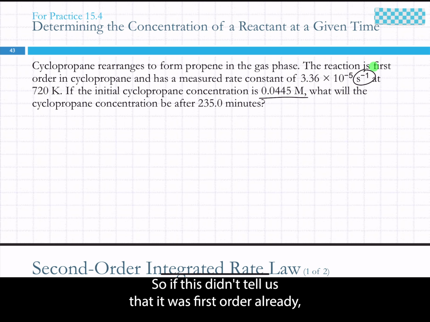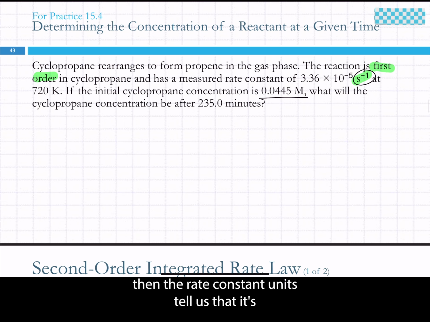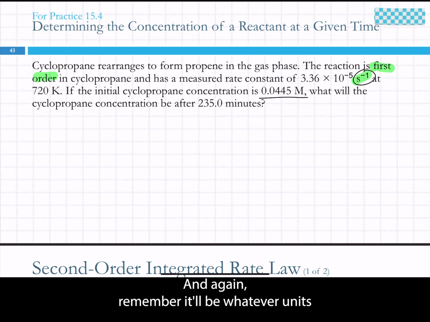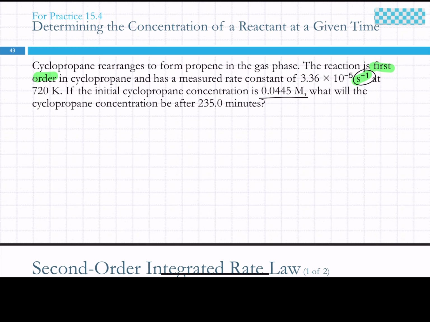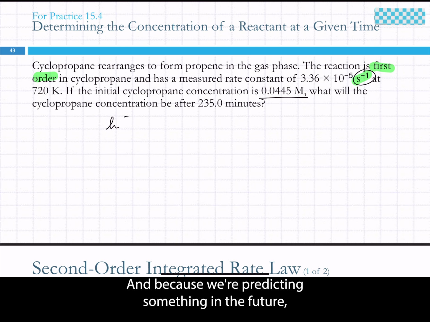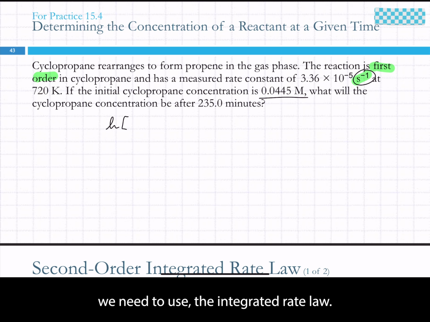So if this didn't tell us that it was first order already, then the rate constant units tell us that it's first order. And again, remember, it'll be whatever units it needs to be to make the overall rate molar per second. And because we're predicting something in the future, we need to use the integrated rate law. I'm going to give these letters. We're going to call this C. Actually, let's call it CY. And that'll just make things easier to write.